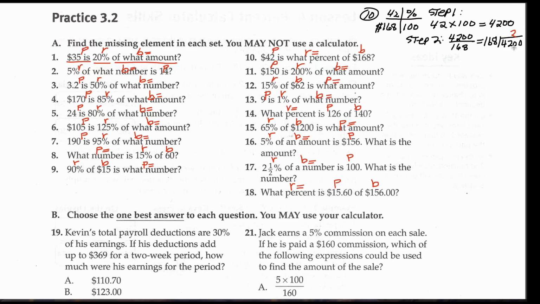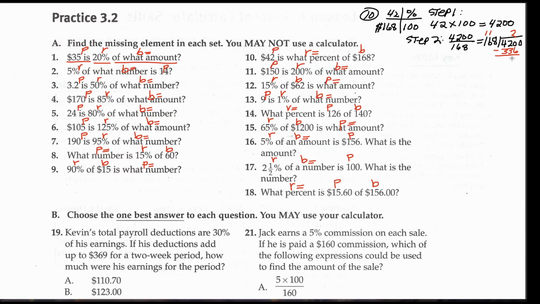2 times 8 is 16, right? Only 6. Carry the 1. 2 times 6 is 12. Plus 1 is 13. Carry 1. 2 times 1 is 2. Plus 1 is 3.